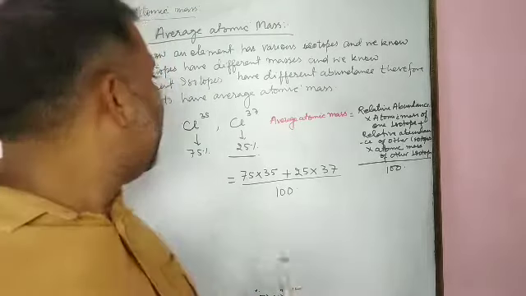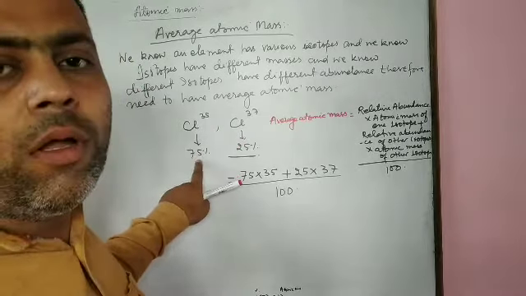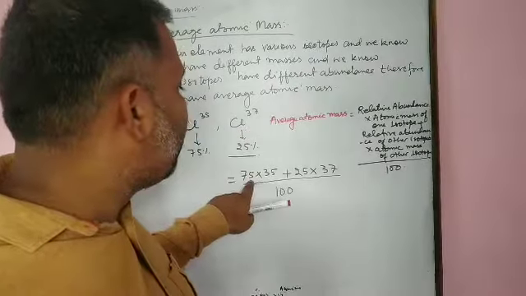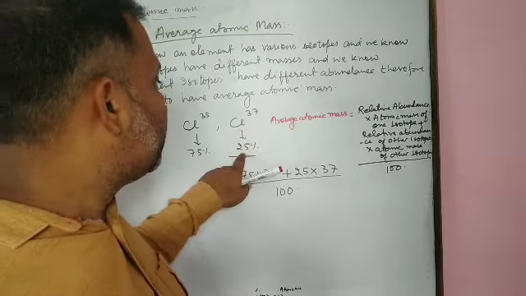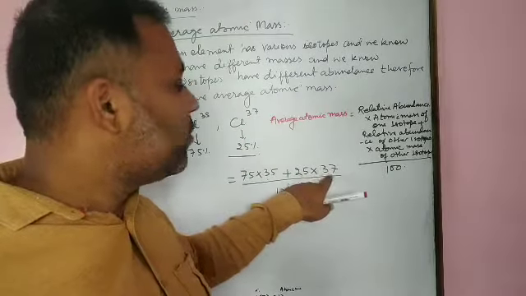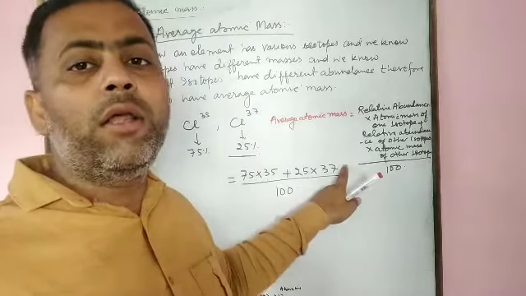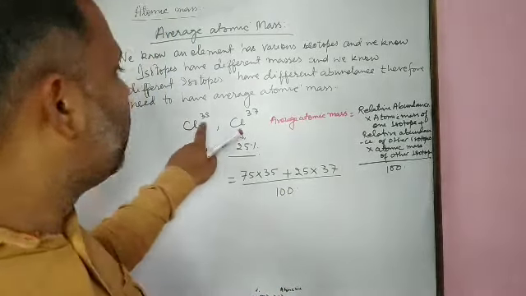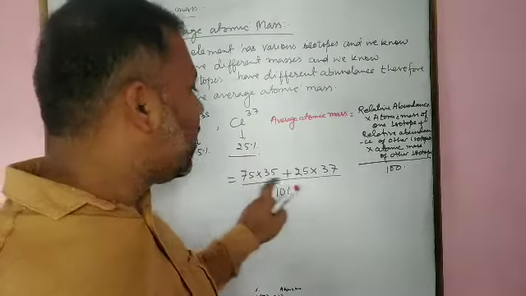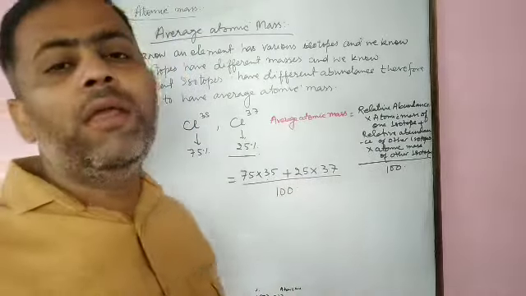What we do? We add the masses of chlorine 35. It means 75 atoms are there. It means 75 into 35. And the masses of 25 chlorine 37 atoms is 25 into 37. That means these are the masses of 100 atoms, including 75 chlorine 35 atoms and 25 chlorine 37 atoms. It means these are the masses of 100 atoms. In order to calculate the average, we are going to divide it by 100.